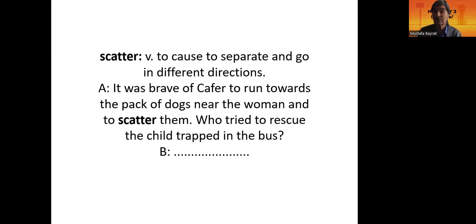So it was brave of Mahmoud to rescue the child trapped in the bus. Okay. To be brave of somebody to do something. It was nice of you. That was decent of you. That was gracious of you. You also use it like this. So, that was brave of you. Yes, that was brave of you to rescue that child.